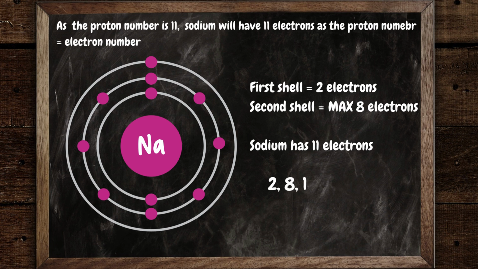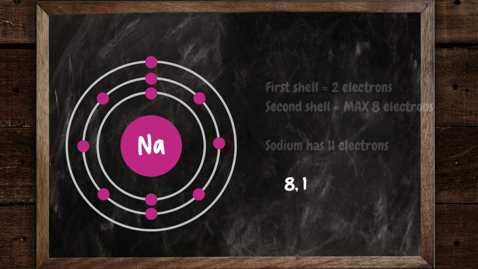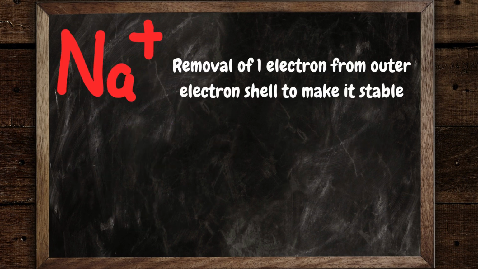Now, atoms with incomplete outer shells are unstable, and they can react in chemical reactions with other atoms to gain a complete outer electron shell to become stable. And this is the basis of all of chemistry. So in this case, for example, as sodium only has 1 electron in the outer shell, it's unstable, so it's more stable in its Na+ form, which means an electron has been removed from the outer shell. So now the electronic structure is 2 and then 8.